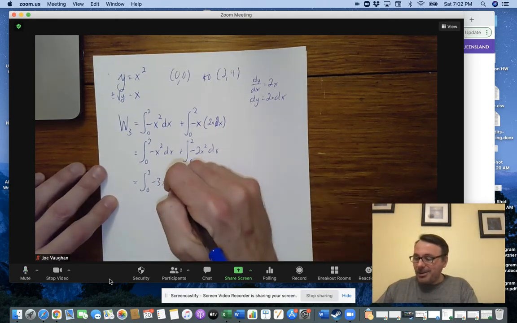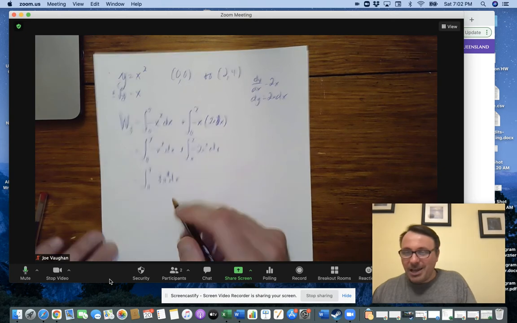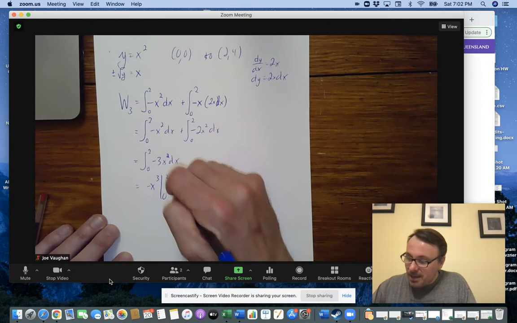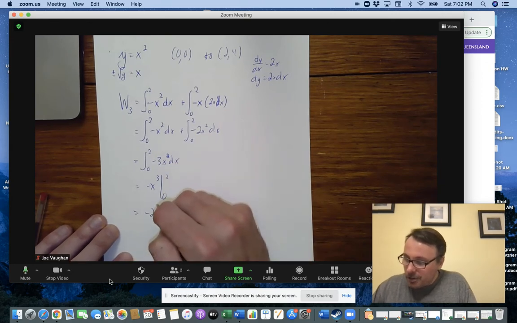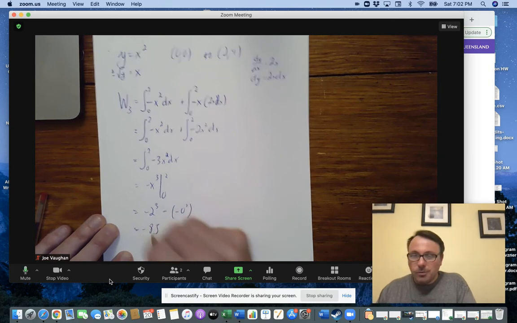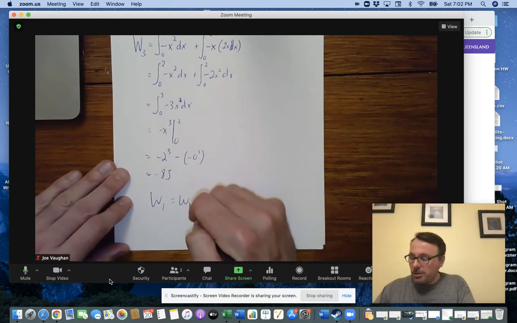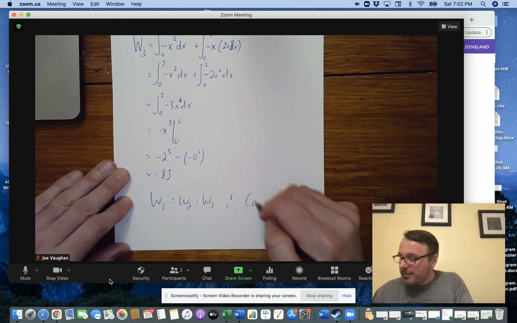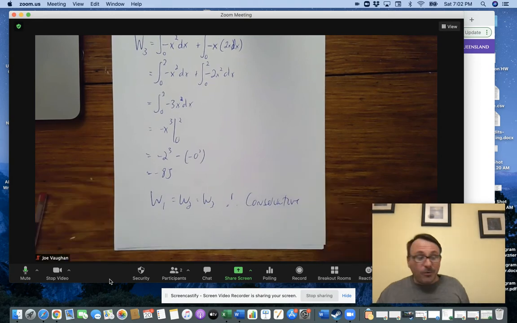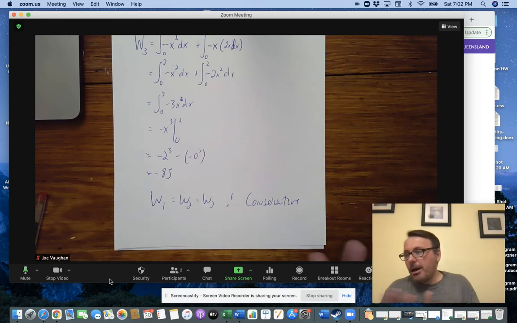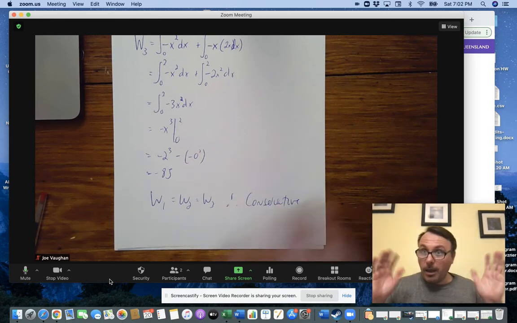And that actually yields a very nice result, because when I take the antiderivative, I just get negative x cubed, from 0 to 2. And very clearly, negative 2 cubed minus 0 cubed is negative 8 joules. And once again, work 1 equals work 2 equals work 3. Therefore, conservative, right? So this weird force field is conservative, even though it was multivariable and it seemed like the path might matter, but it doesn't. So let's do one more. I wonder what's going to happen here.